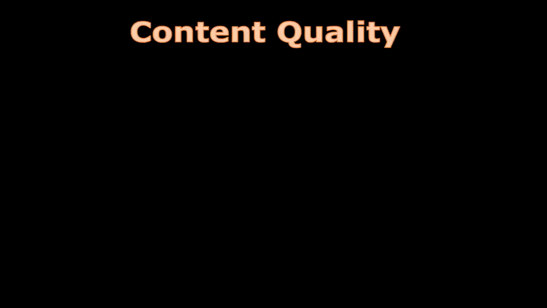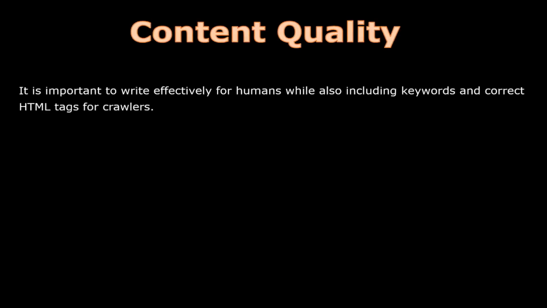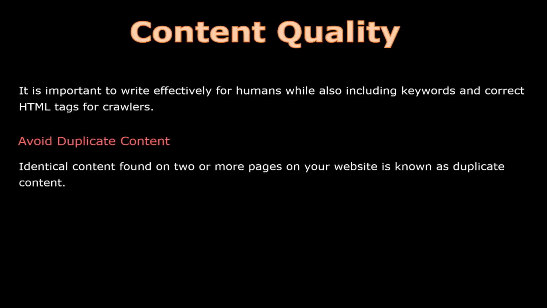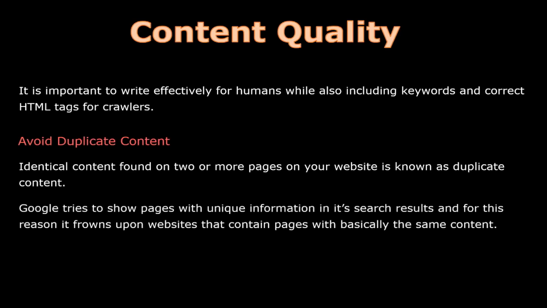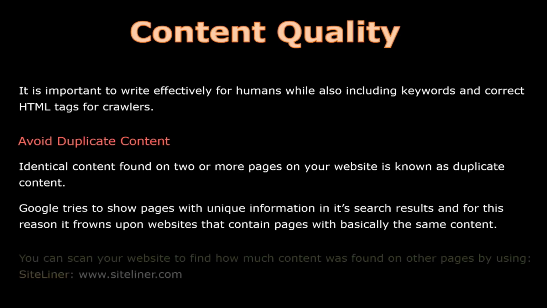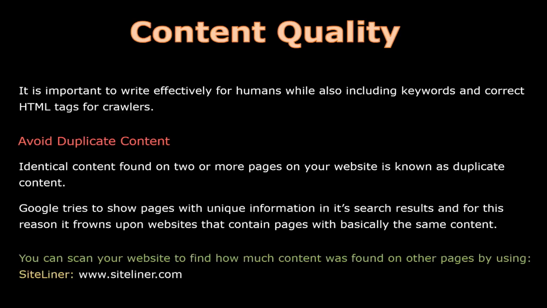Content quality. It is important to write effectively for humans while also including keywords and correct HTML tags for crawlers. You should always avoid duplicate content. Identical content found on 2 or more pages on your website is known as duplicate content. Google tries to show pages with unique information in its search results, and for this reason, it frowns upon websites that contain pages with basically the same content. You can scan your website to find how much content was found on other pages by using SiteLiner.